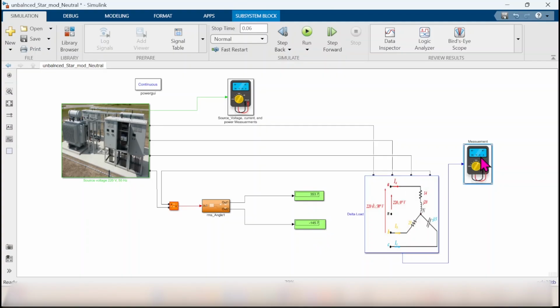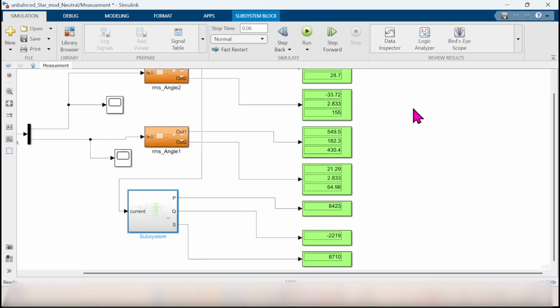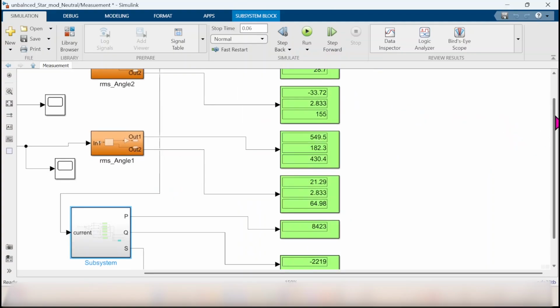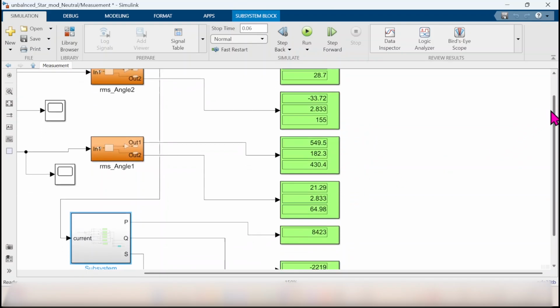So let's look for the currents. From the load side, we have the currents 22 ampere. So let's enlarge that one. So we have the current here 22.5, 7.3, 28.7 ampere with the angles minus 33.7, 2.8 and 155. So the currents match 100% the calculated one or the M code. Regarding the voltages, these are the voltage across the impedances ZA, ZB, ZC.